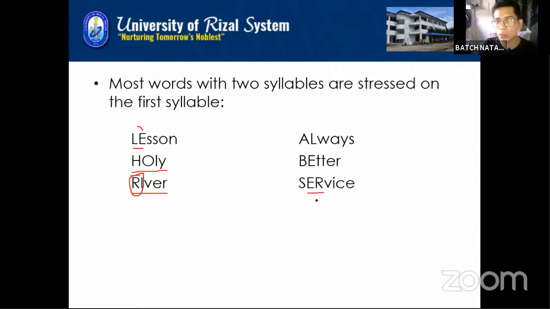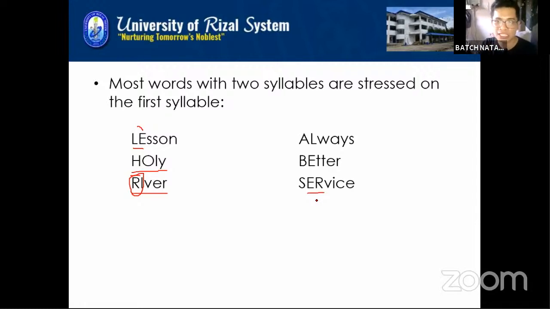I would like to point out that when we talk of stress, there are three ways to make the sound stand out. As I pronounce some words, you will notice that I use pitch. Let's say lesson: I use pitch there to give more emphasis on the sound of le. But in holy, I prolong the sound. In river, I use pitch in that manner. In always, I use volume. Better, I use volume in that manner.